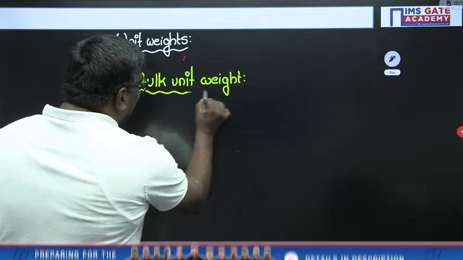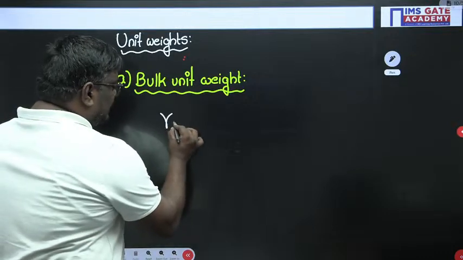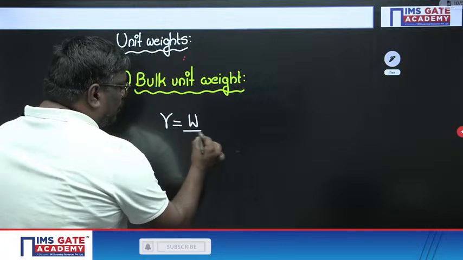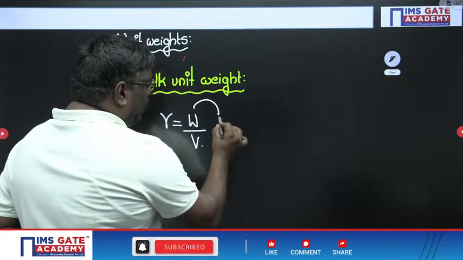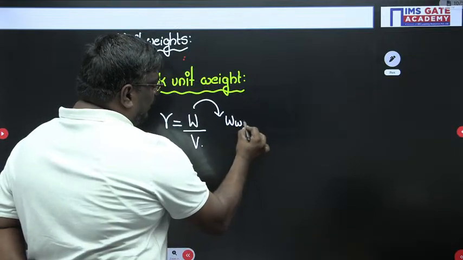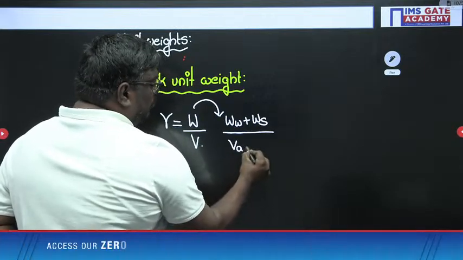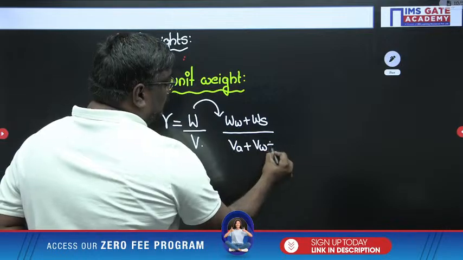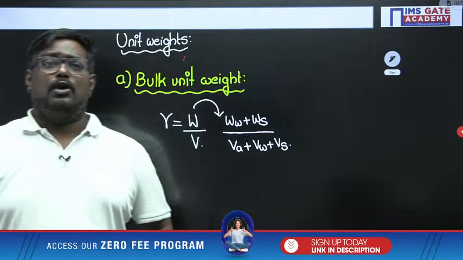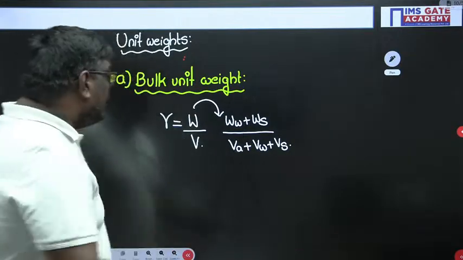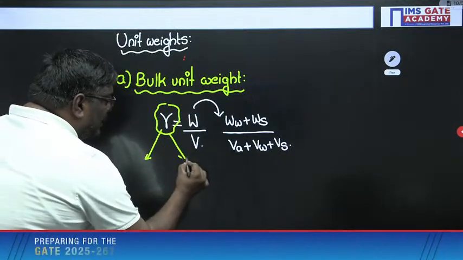What exactly do you mean by bulk unit weight? Bulk unit weight is defined as total weight by total volume. The total weight is the weight of water plus the weight of solids. The total volume can be written as volume of air plus volume of water plus volume of solids. Now, my dear students, you should be aware that this gamma will be classified into two things.